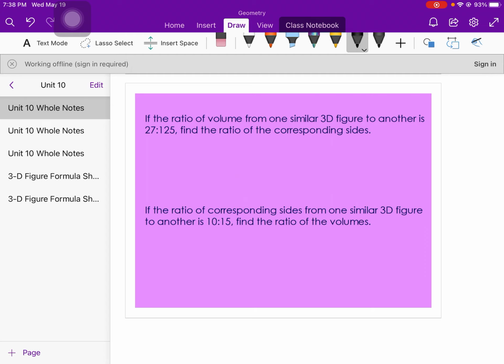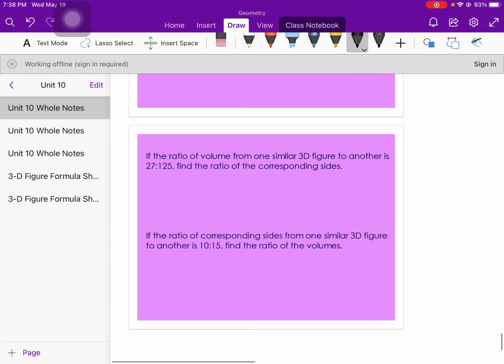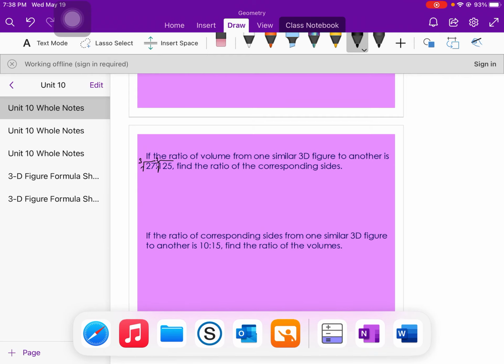If the ratio of volume from one similar 3D figure to another is 27 to 125, find the ratio of the corresponding sides. So this is giving us the volume. If we know that 27 and 125 are the volume ratio, and we want to find the ratio of the corresponding sides, we have to work backwards. So we're actually going to take the cube root. This is something we just have to be comfortable doing.